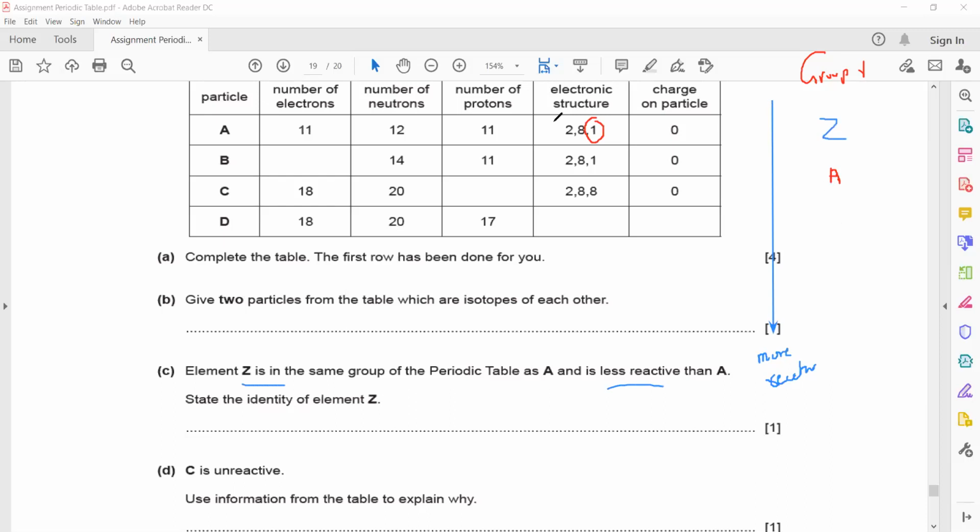And what is A? You will use the periodic table. You can identify the element with the proton number 11. That element is sodium. So basically A is sodium. Which element is above sodium? When you check the periodic table, you will find lithium is above sodium. So what is that element Z? Element Z is lithium. Is it clear?